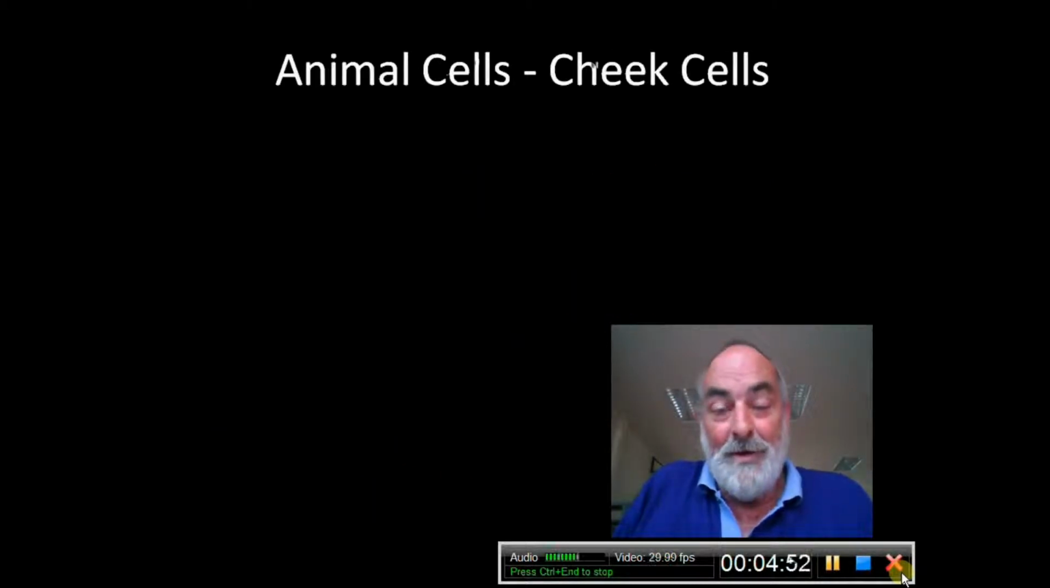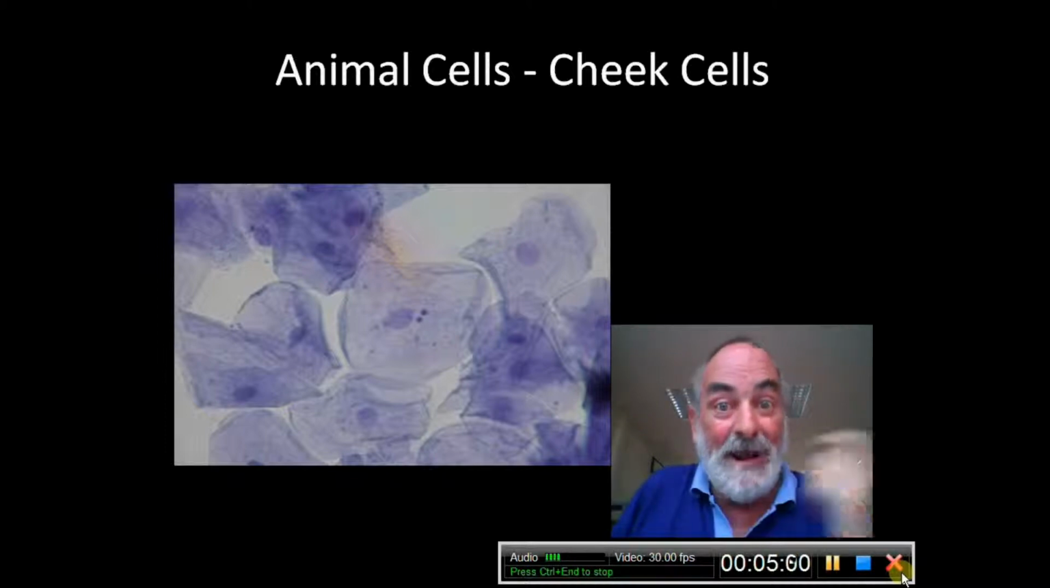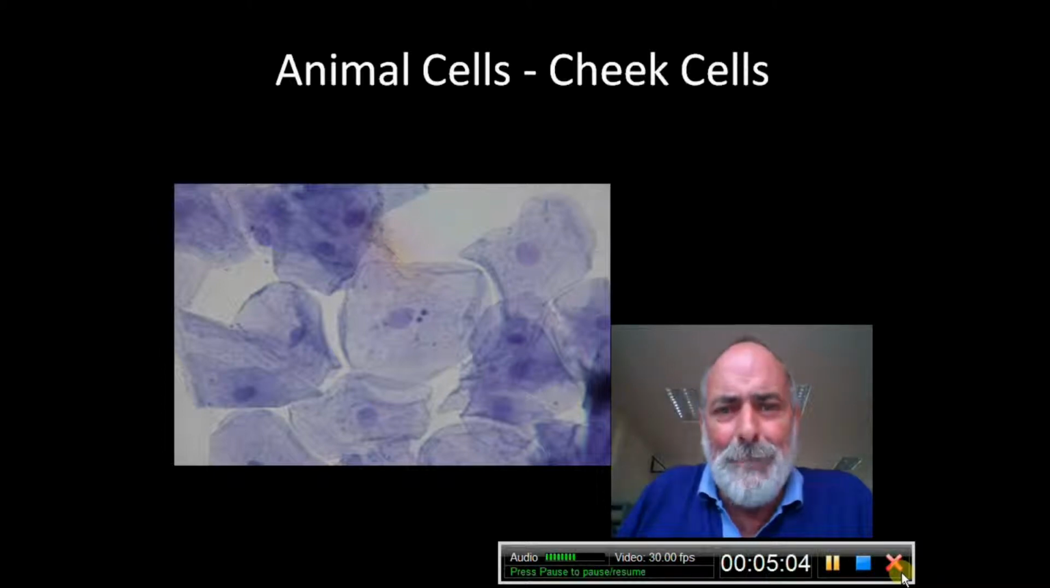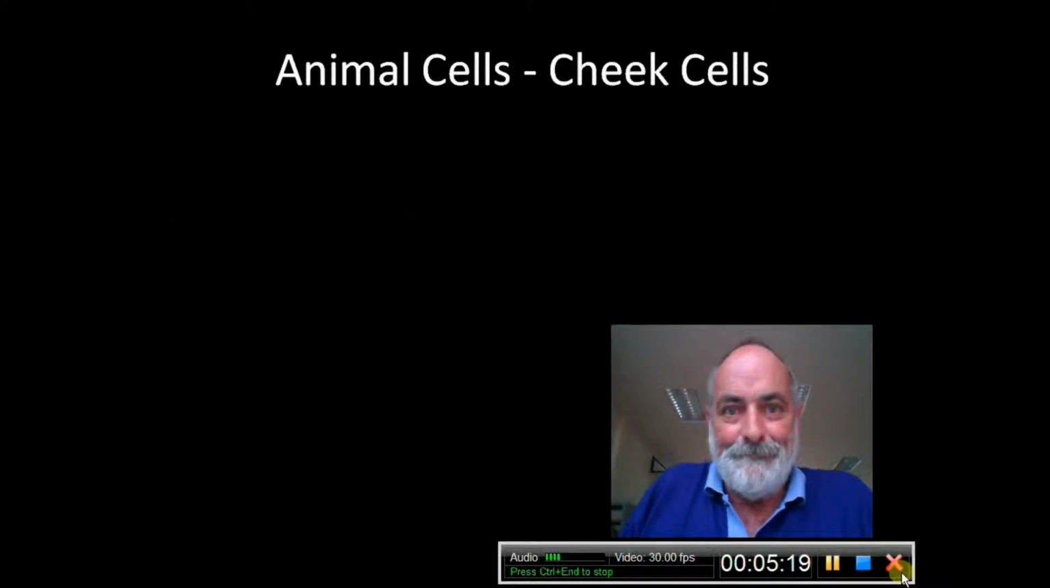Now, when we look at a real animal cell, they can look like this. These are cells from inside your mouth, your cheek. They're not blue in your mouth. Scientists will use color on the cells so that we can see what's inside. These are cheek cells. Let's look closer.